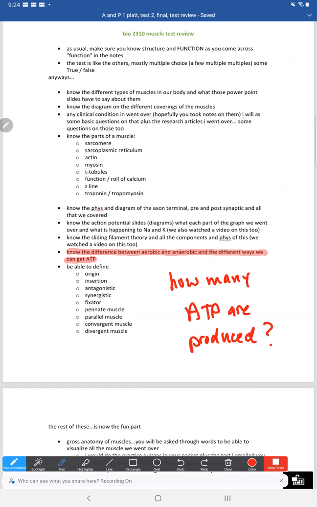And the bottom line is how many ATP are produced during the different energy phases, right? So your oxidative phosphorylation, aerobic and anaerobic pathways, and all that. Okay, that was in the notes. The bottom line is we, as humans, need energy. We need ATP. And where is ATP even made? It's in the mitochondria, right?